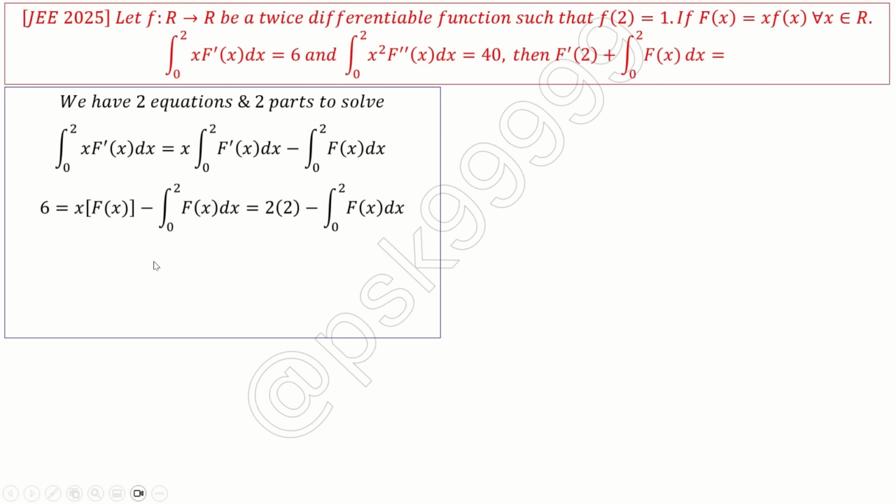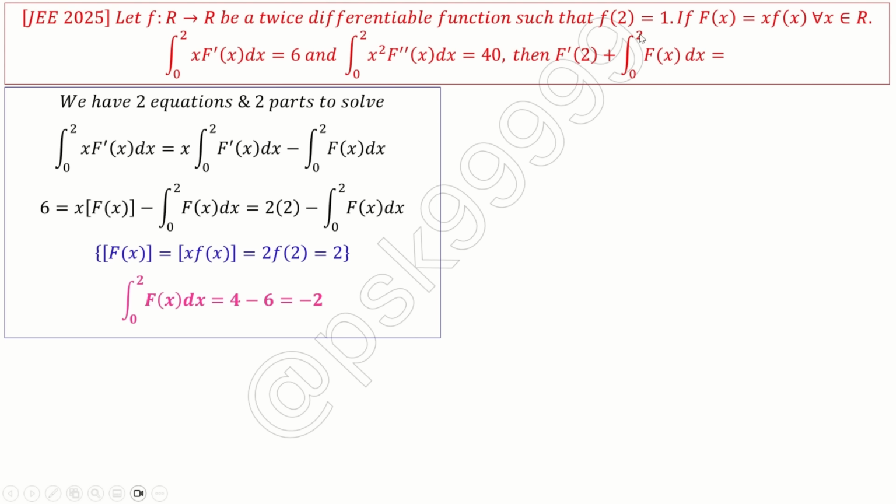Now how did you get capital F of x? F of x is given as x f of x, right? So if I apply limits to x f of x, it will become 2 f of 2, and f of 2 is given as 1. So this is 2. Correct? Sorry, 2 times 2. Applying the limits to capital F of x gives 2 times 2 basically. So 6 is equal to 2 into 2, 4 minus the integration of this one, right? So now the integration from 0 to 2 of f of x dx is nothing but 4 minus 6, which is minus 2.